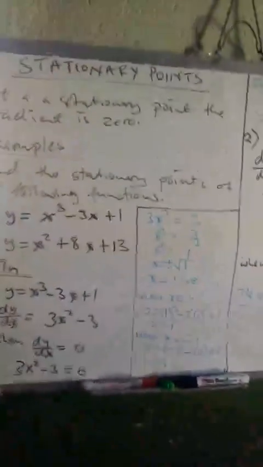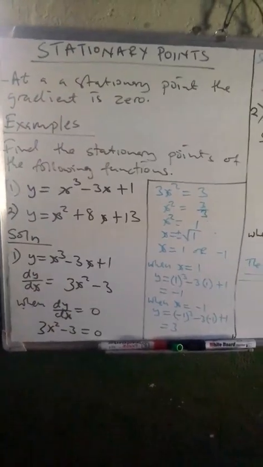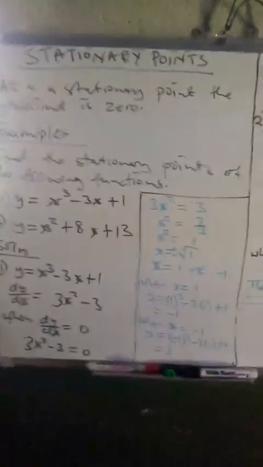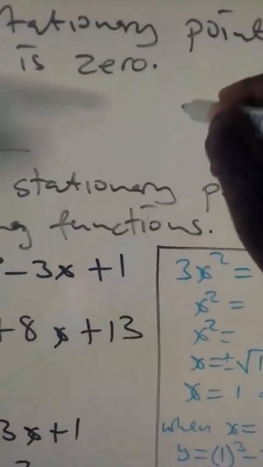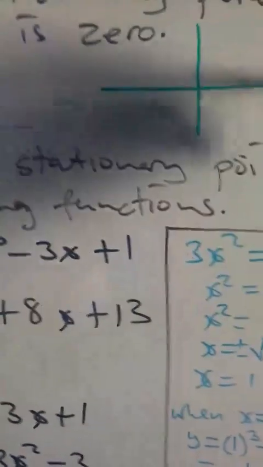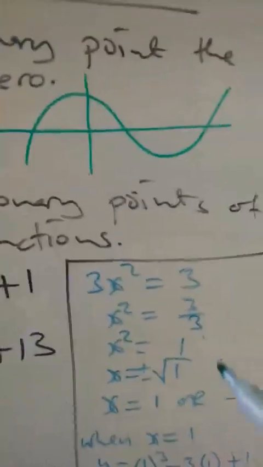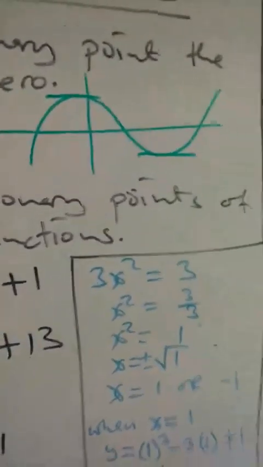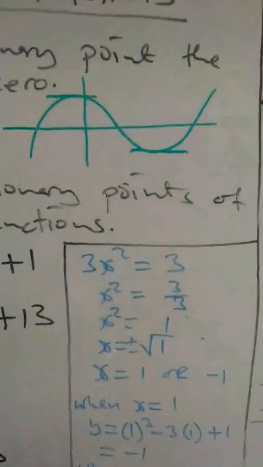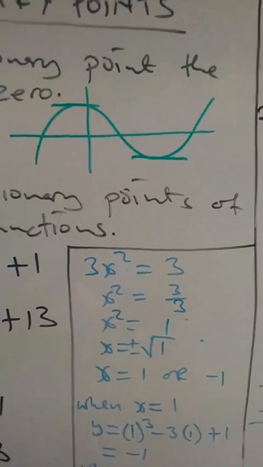Right, stationary points. At a stationary point, the gradient is 0. I will sketch here. Let's say we have a curve like this. It goes like this. The stationary points are this point and this point, where the curve is horizontal. So that's when the gradient is 0.